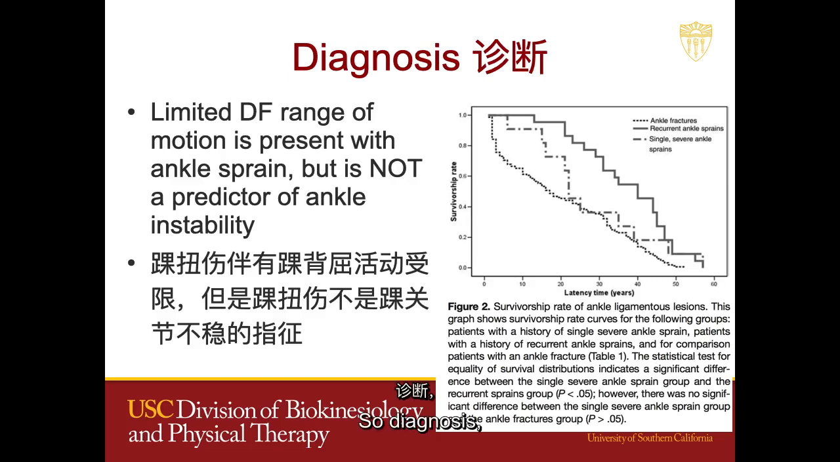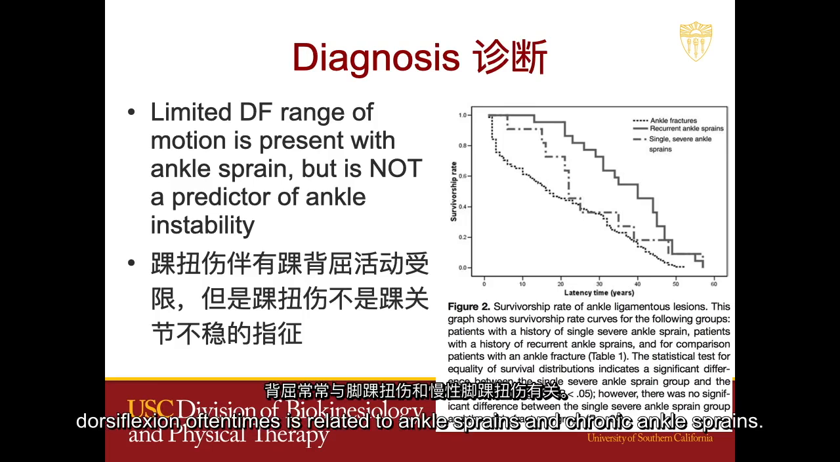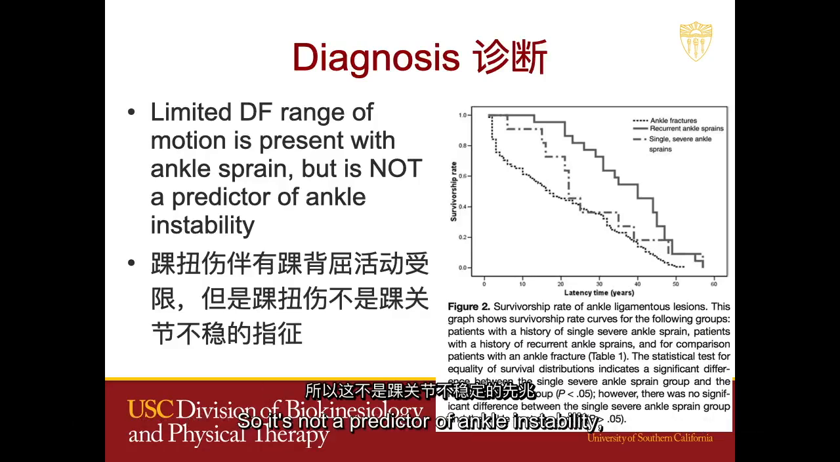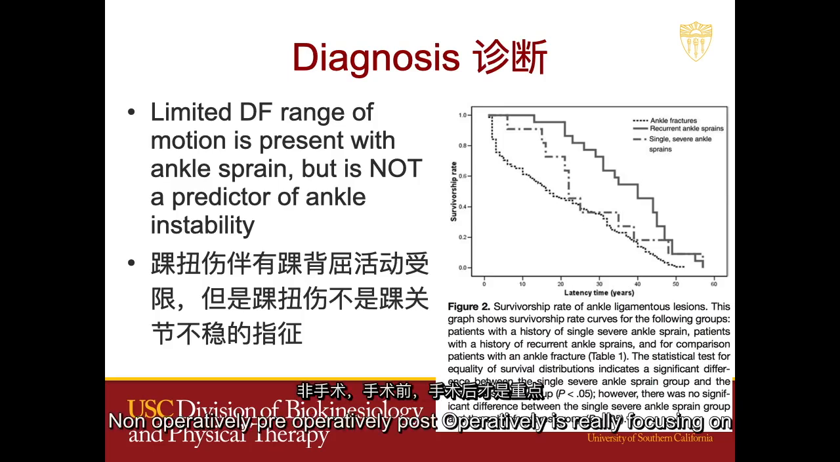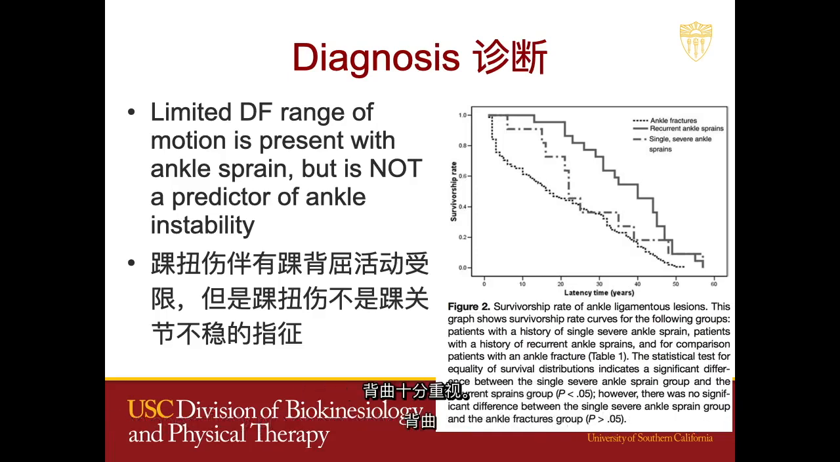So, diagnosis, something you definitely want to think about, and this is referenced in this figure, is the idea that dorsiflexion and lack of dorsiflexion is often related to ankle sprains and chronic ankle sprains. It's not a predictor of ankle instability, but it's very common that you're going to have decreased dorsiflexion. So it's one of the big things we need to think about as we're treating these patients non-operatively, pre-operatively, post-operatively: really focusing on dorsiflexion.